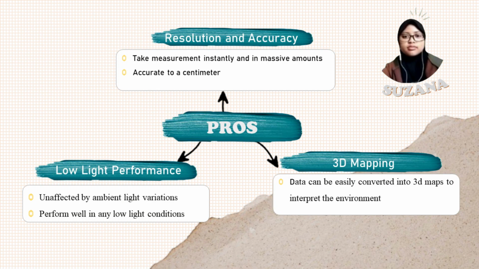Next, let's go through the advantages of using LiDAR. The first advantage is the resolution and accuracy of LiDAR. LiDAR can take measurements instantly and in a large amount of data at a time. It's accurate to a centimeter. The second advantage is 3D mapping. The collected data can be easily converted into a 3D map to interpret the environment.